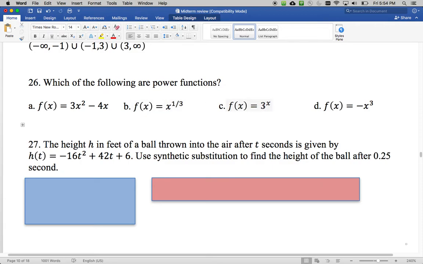Here, where you have a number raised to the x power, this is an exponential function, so this is not a power function. And then d, you have x raised to the third power. Even with this negative in front, it's fine because there's only one term here. So function b and function d are power functions. Function a is a polynomial, and function c is an exponential function.